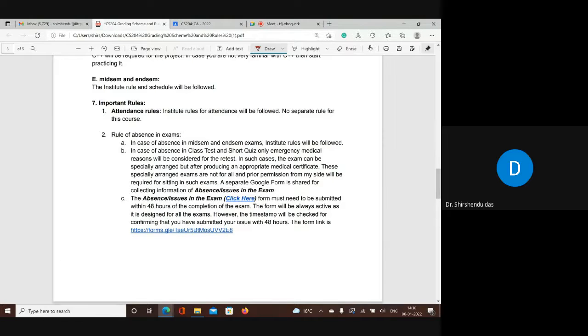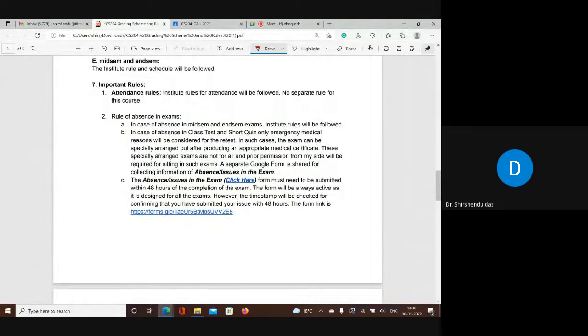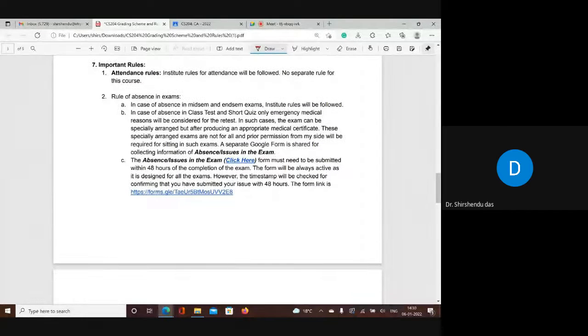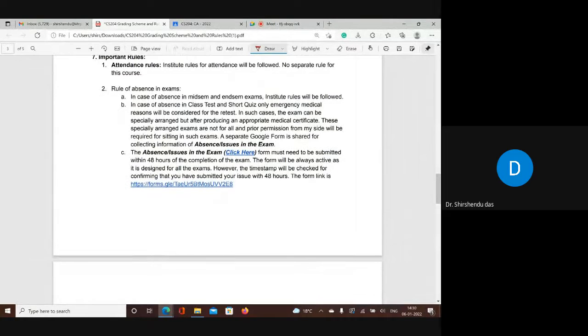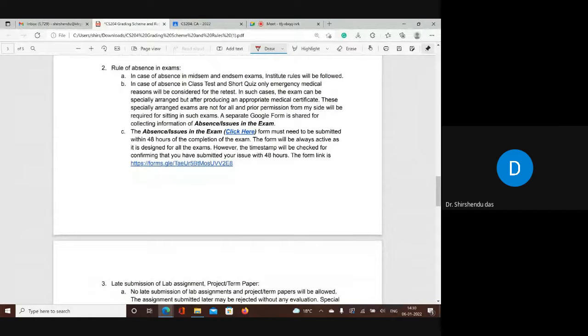So you have to maintain this. No separate rule is there from my side for attendance, but you have to maintain the institute rules, because we cannot overrule what is already being said by the institute for attendance and all. Rule of absence in exam: in case of absence in mid semester and end semester, institute rule will be followed.